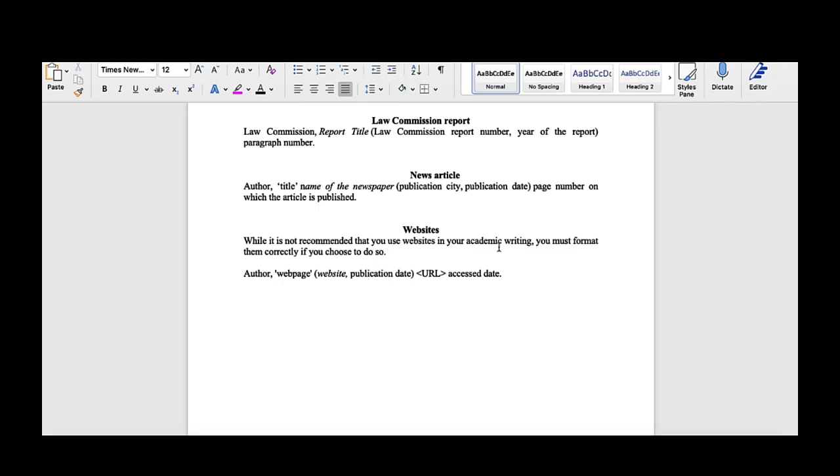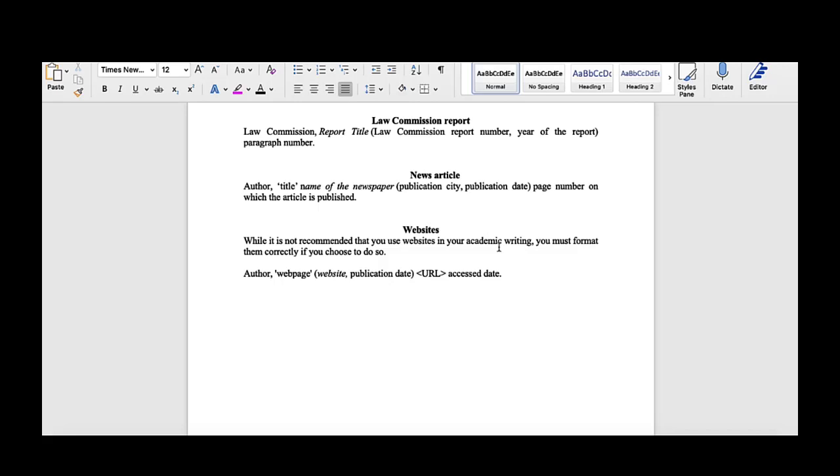You should not rely on using websites in your academic writing. However, if you choose to do so, you should cite them as follows. First, you should state the author, then the web page, then in brackets the website and the date of publication, followed by the URL and the date that you accessed this website.